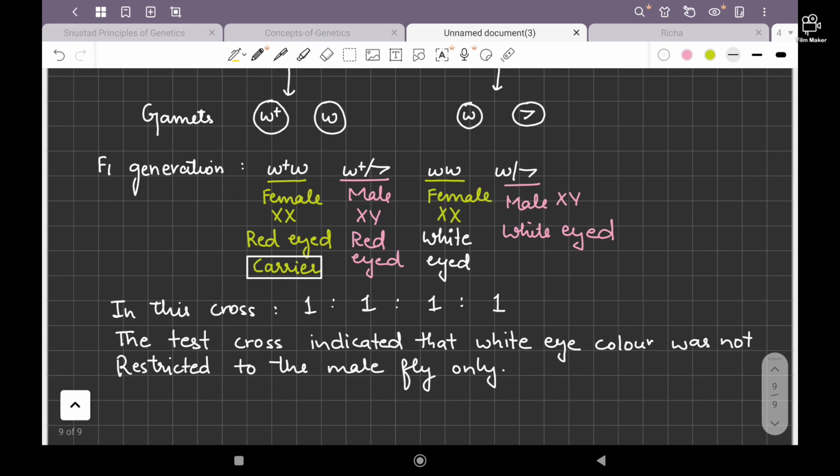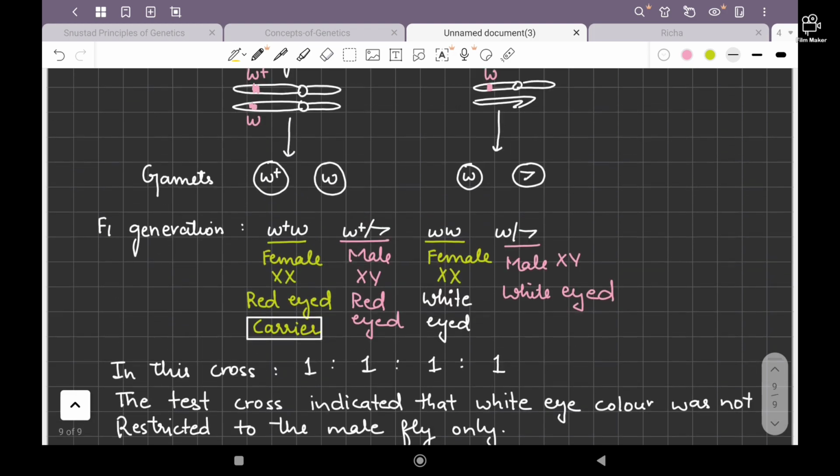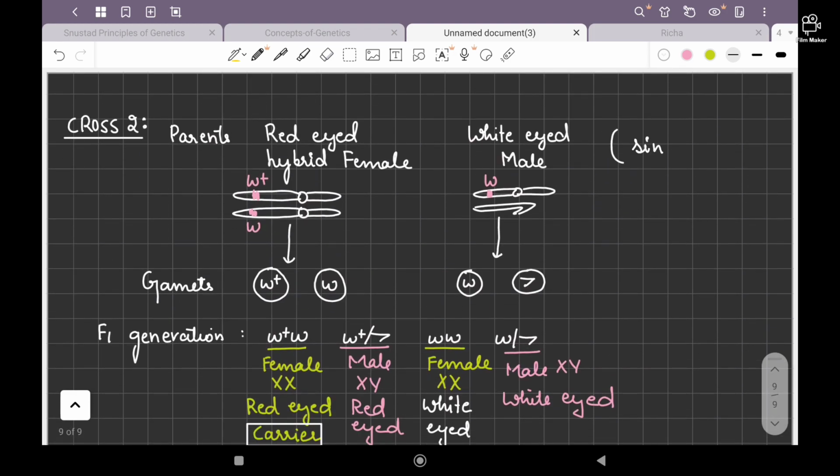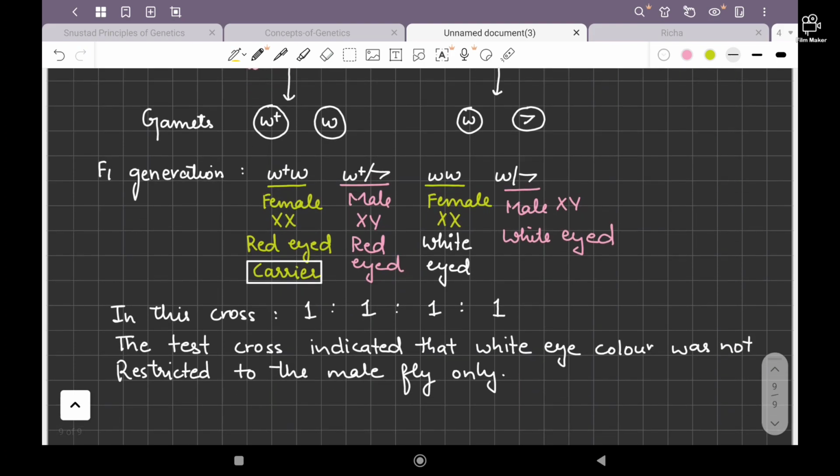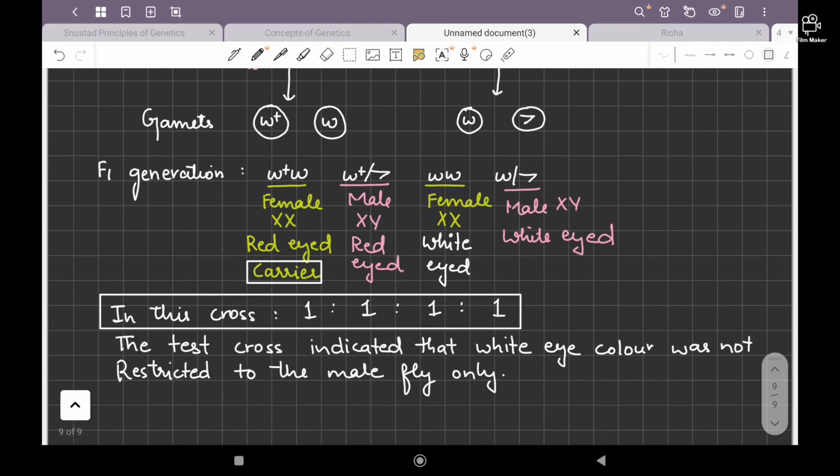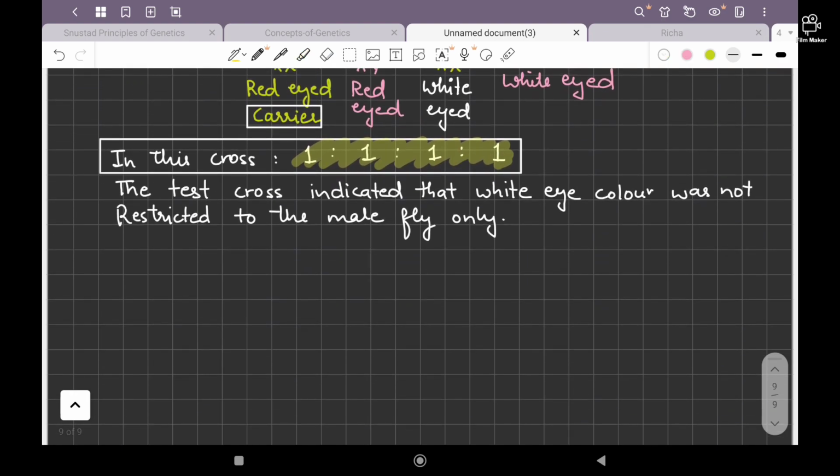And here, in cross 2 also, we saw that the result of one generation of our parents is similar to the test cross, 1:1:1:1. So in this cross we get to know that this white eye characteristic is not limited to males only, it is also connected to females. So a female can also have a white eye condition.